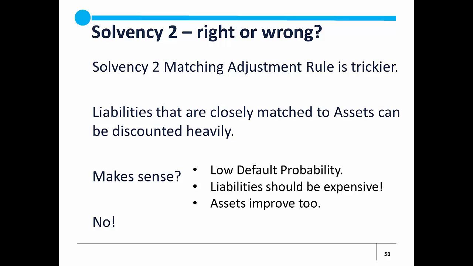Well, it turns out if our assets are closely matched to liabilities, then our assets improve as well from the point of view of default risk, because then we're much less likely to default on these liabilities.